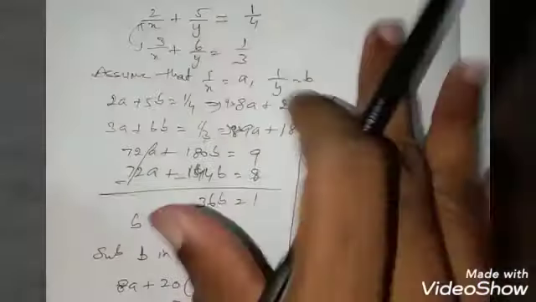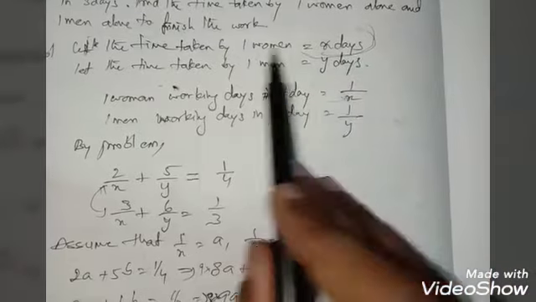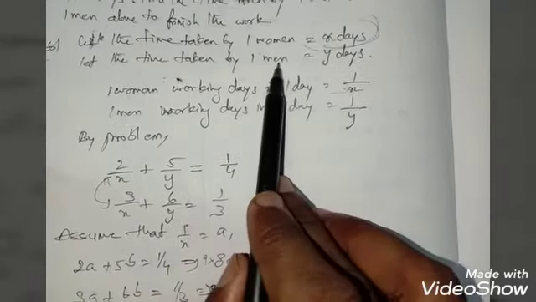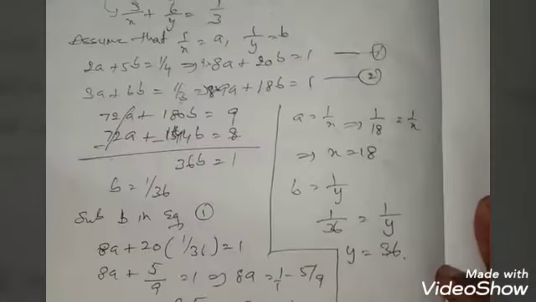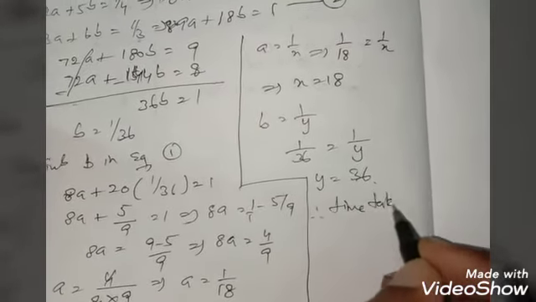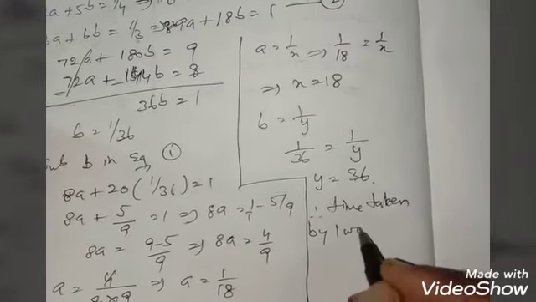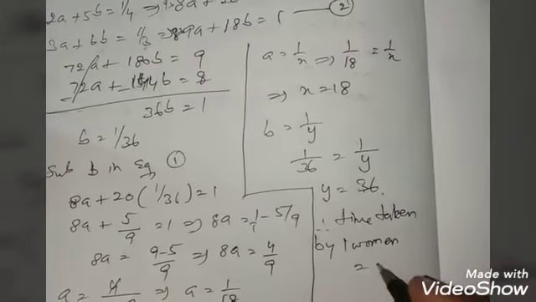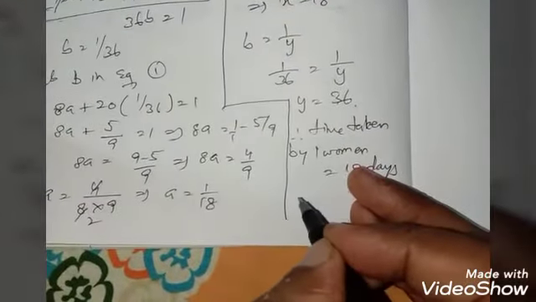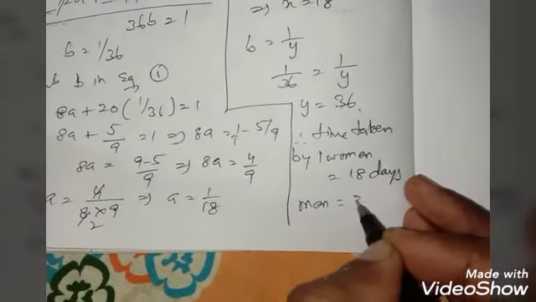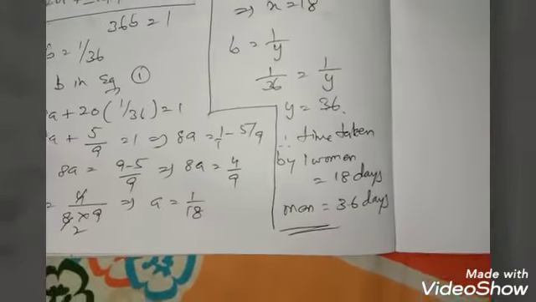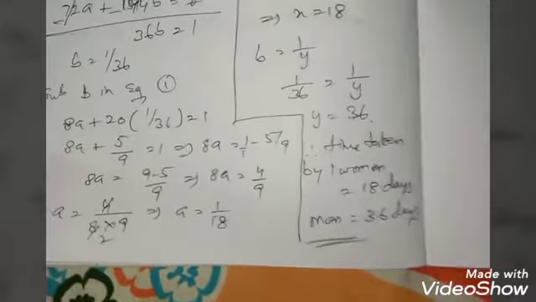Now what does x represent here? x is nothing but the number of days taken by one woman, and the time taken by one man is y days. Therefore, the time taken by one woman is equal to 18 days, and for one man it is 36 days. So like this we are solving word problems as well as regular variable problems.